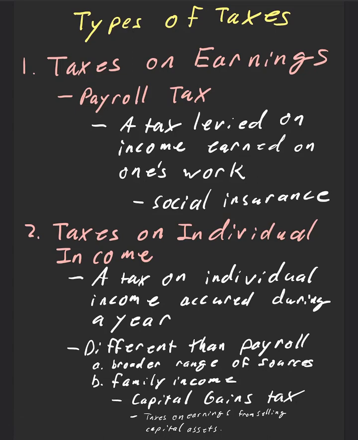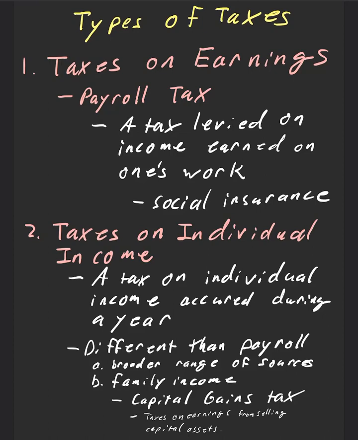The first is a tax on earnings. The example of this in the United States is the payroll tax. So this is a tax levied on income earned on one's work. The main thing that goes to here in the U.S. is social insurance.